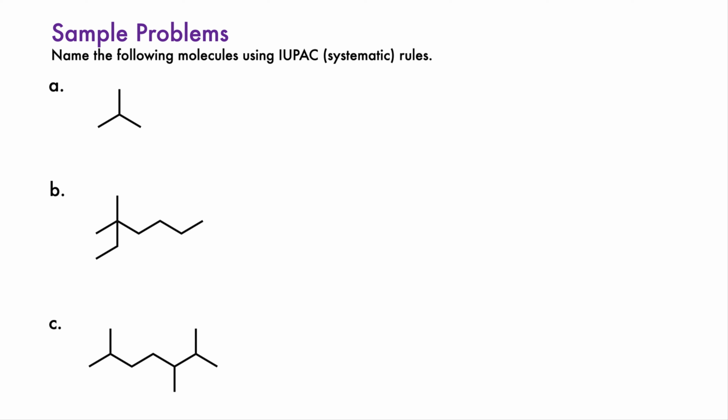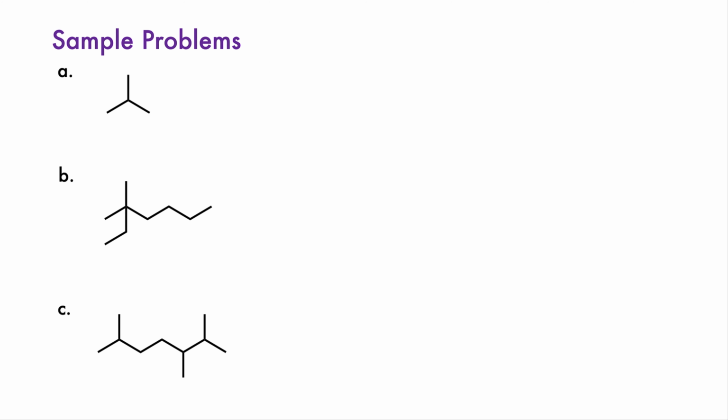Here are some sample problems. Pause and try to name these molecules using the systematic IUPAC rules. The first example is very easy. The parent is a propane with a methyl at the 2 position. So this is a 2-methylpropane. You can also call it simply methylpropane.